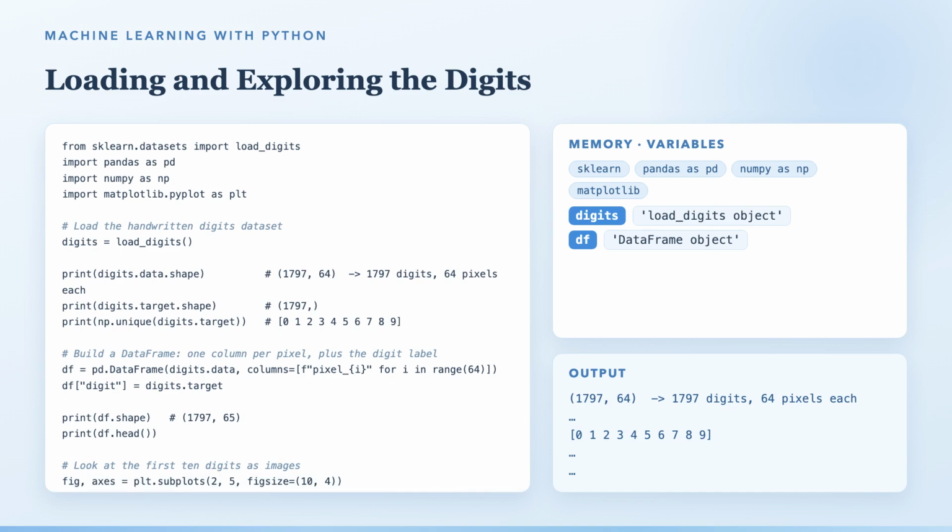Next we build a data frame called df, 1 column per pixel, named pixel_0 through pixel_63, then add the digit column from digits.target. df.shape is now 1797 by 65. Finally, a small loop draws the first 10 digits in soft gray, each with its label written above it.